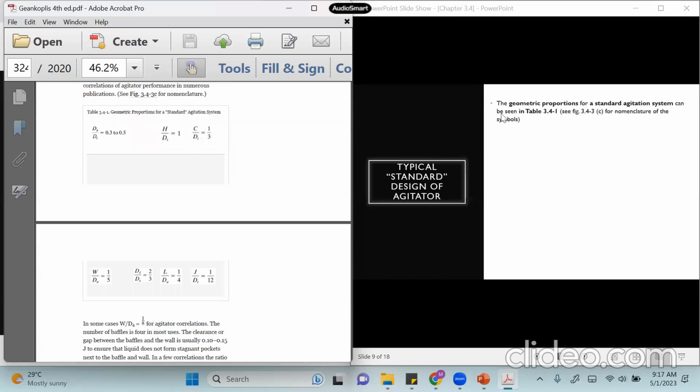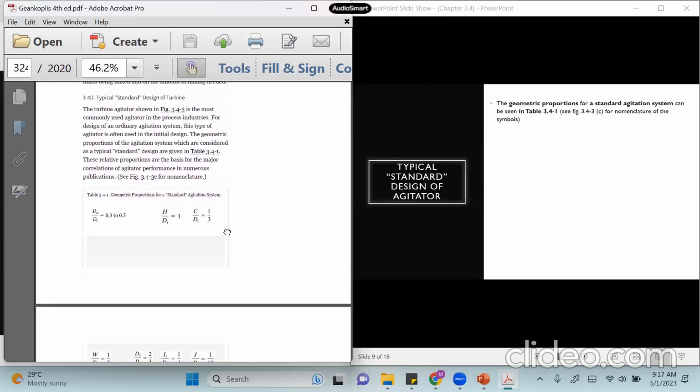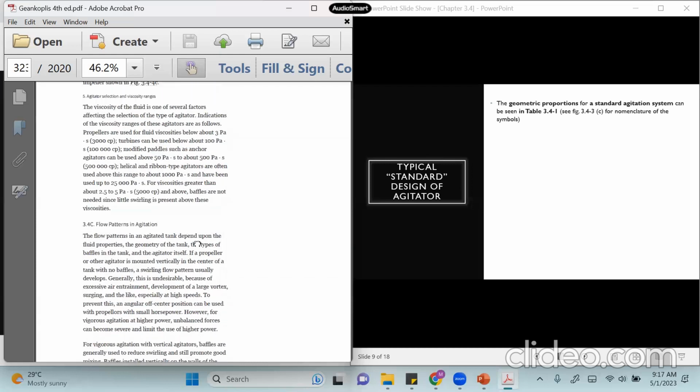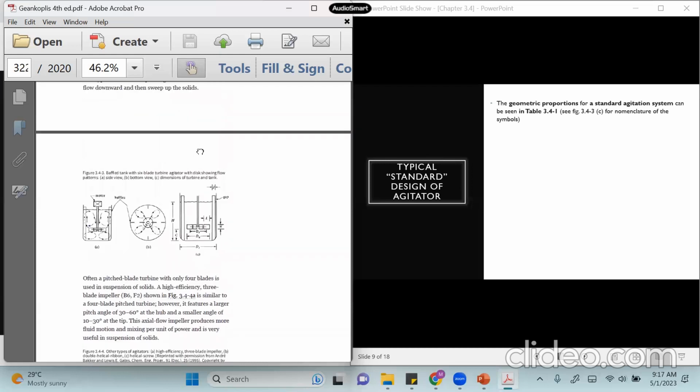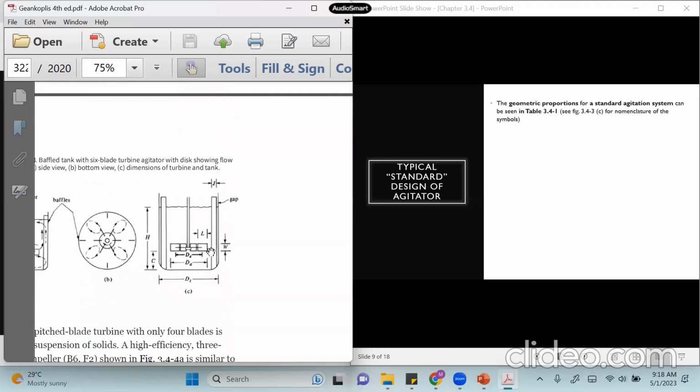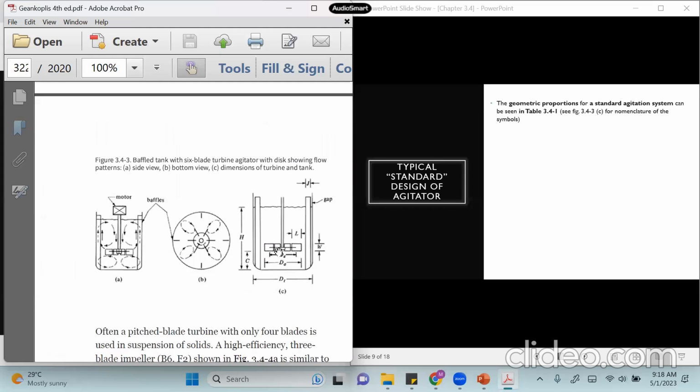Now, the geometric proportion for a standard agitation system can be seen in table 3.4-1. Now see figure 3.4-3C for the nomenclature of the symbols. Ah, this one. I will make it a little bit bigger. Okay, so dt is the diameter of the tank. dA is the diameter of the blade, the diameter of the agitator.